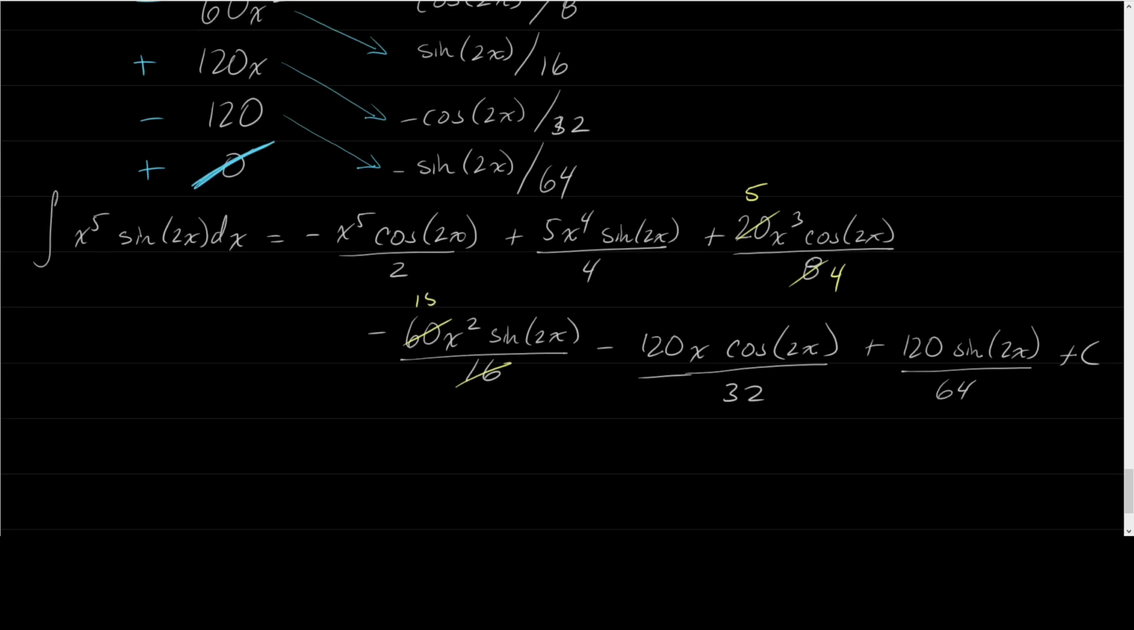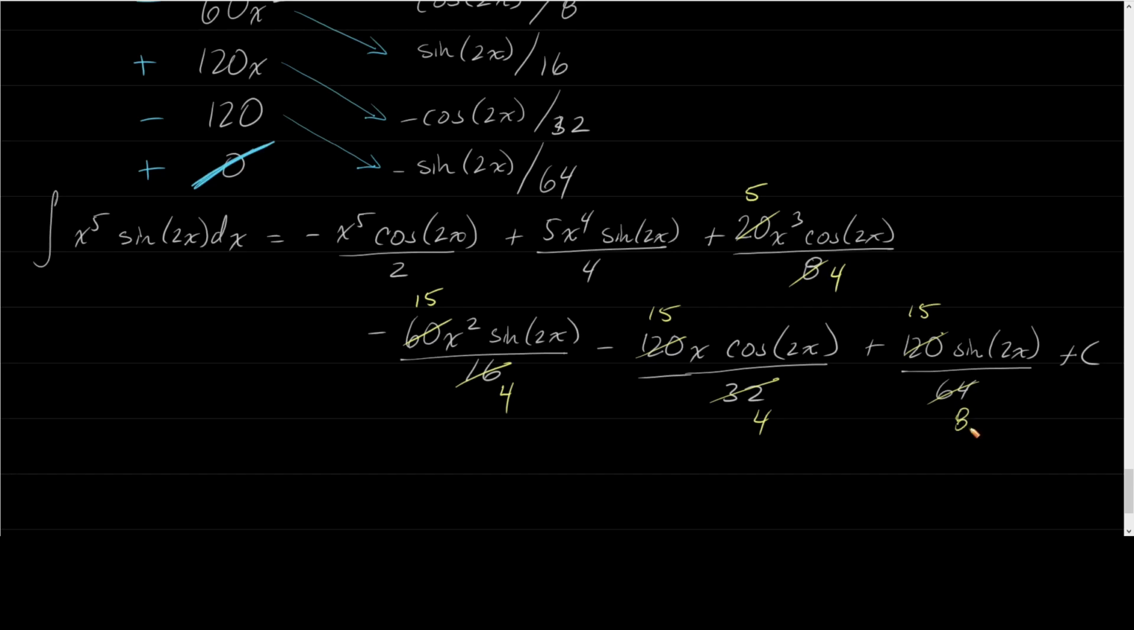60 divided by 4 is 15. 16 divided by 4 is 4. 120 and 32 are both divisible by 8, so I end up with 15 quarters again. And then 120 and 64 are again both divisible by 8, so I end up with 15 over 8. All right. I won't rewrite that, but that is the final answer.